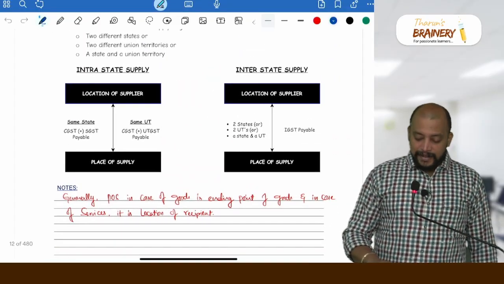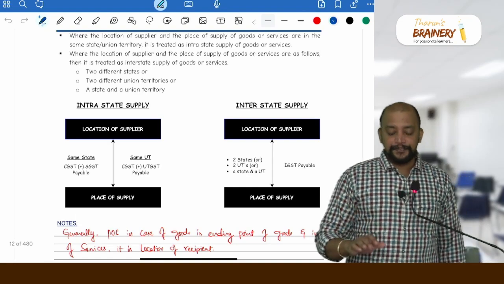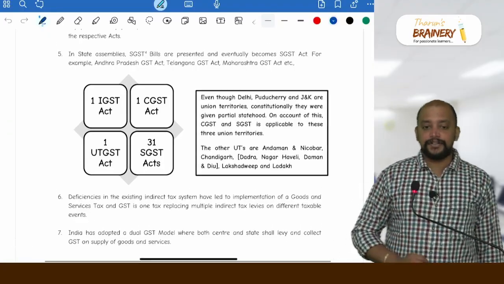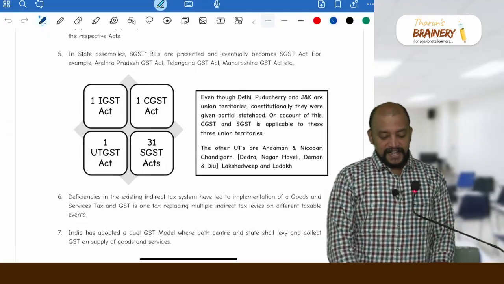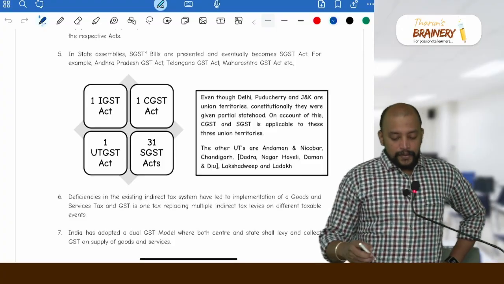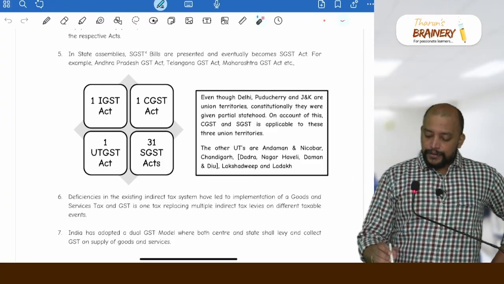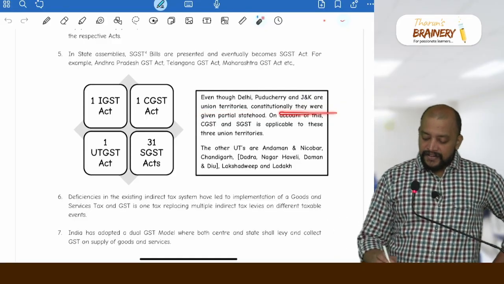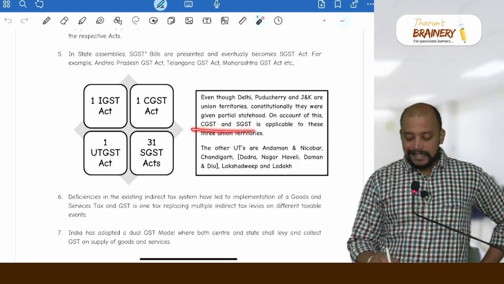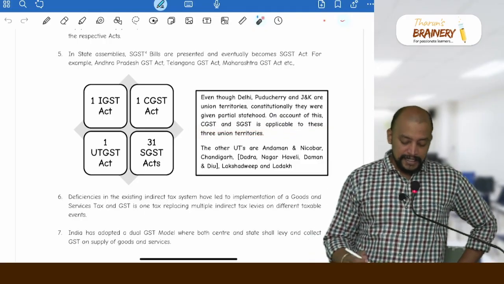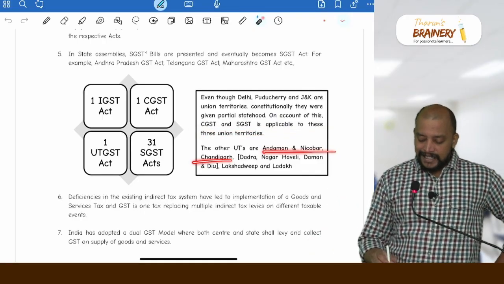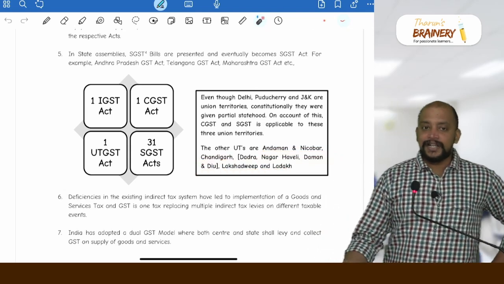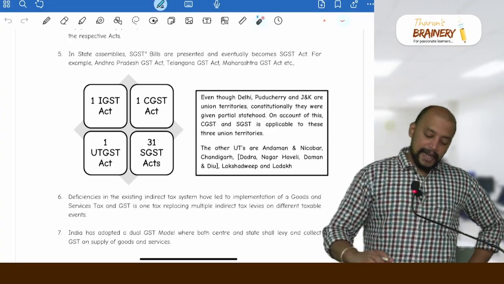So, intrastate supply, interstate supply. Now you have the clarity, and I have given information about these union territories on page number 5. Delhi, Puducherry and Jammu and Kashmir are union territories, and constitutionally they were given partial statehood. On account of this, CGST and SGST are applicable to these 3 union territories. The other union territories are Andaman and Nicobar, Chandigarh, Dadra and Nagar Haveli, Daman and Diu, Lakshadweep and Ladakh, for which UTGST Act will be applicable. Got it?